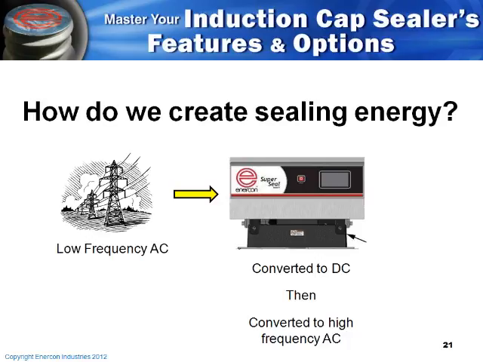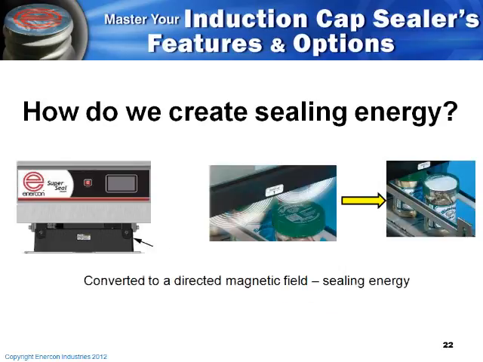So how do we create sealing energy? We start by taking low-frequency AC power that you get from your utility. When it comes into the cap sealer, we convert that to DC power, and then after going through a series of components, it's converted back to AC power, but this time in a high-frequency format.